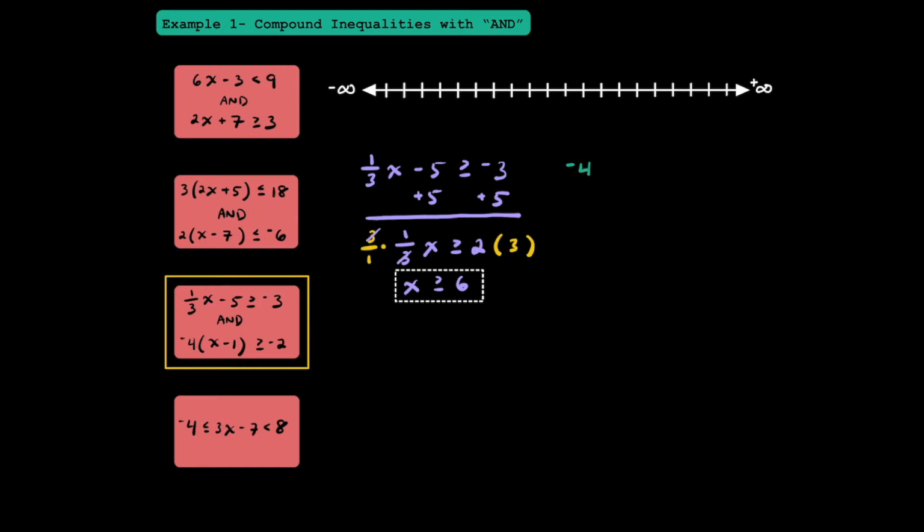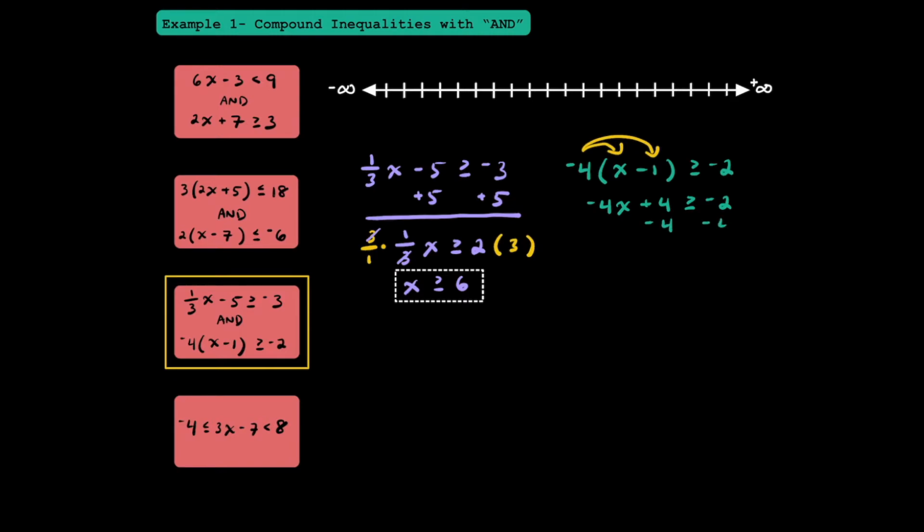Now for the second inequality. Here we have negative 4 times a quantity x minus 1 is greater than or equal to negative 2. Let's start by distributing this negative 4 to the x and to the negative 1. Negative 4 times x is going to be negative 4x, and negative 4 times negative 1 is going to be positive 4, and this is greater than or equal to negative 2.